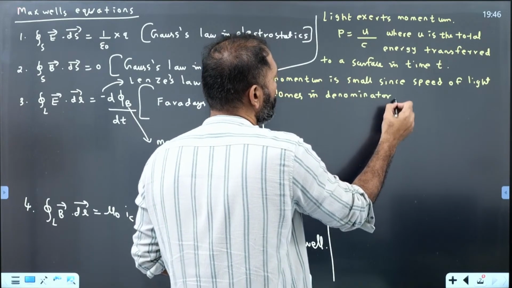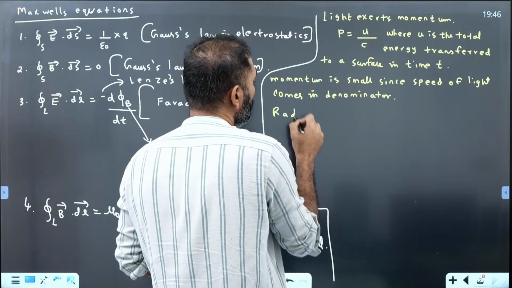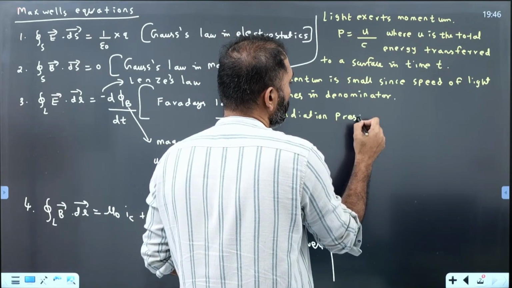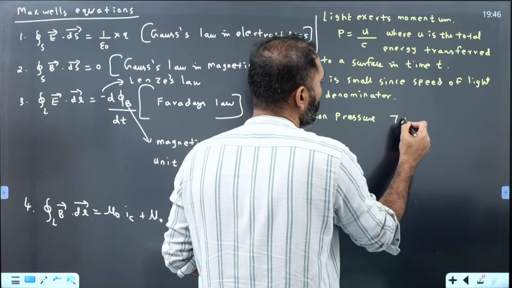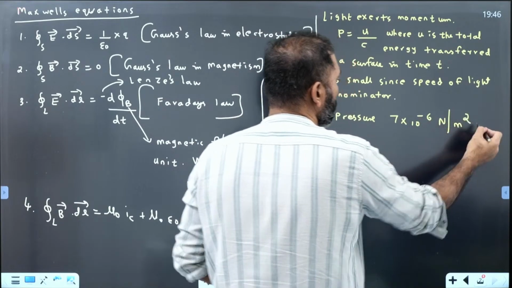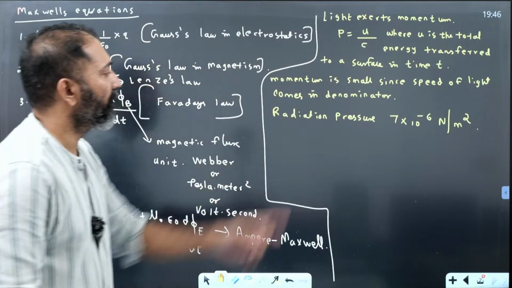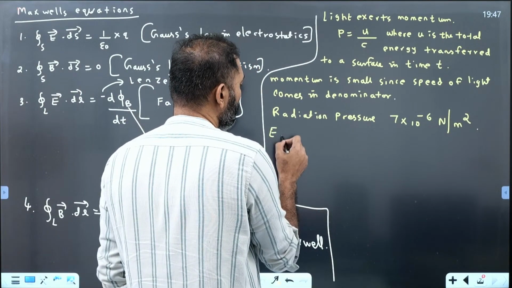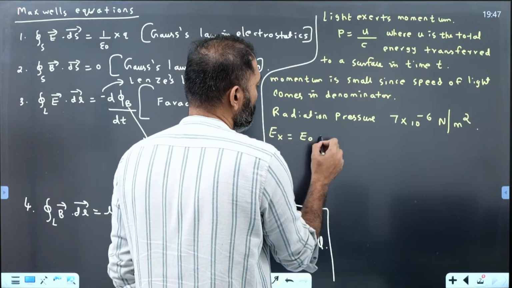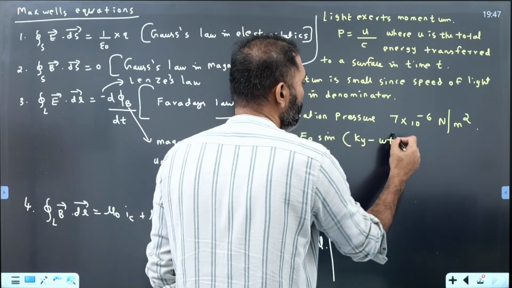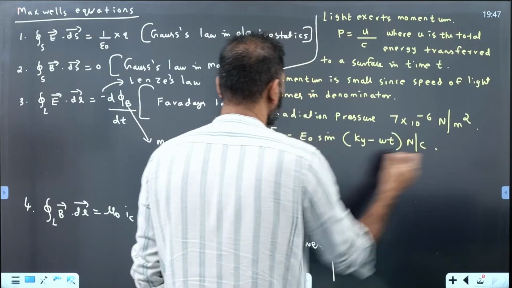Then radiation pressure value. Radiation pressure is 7 into 10 raised to minus 6 Newton per meter square. It's the equation for radiation pressure. Then the electric field equation: Ex is equal to E0 sine ky minus omega t Newton per coulomb.